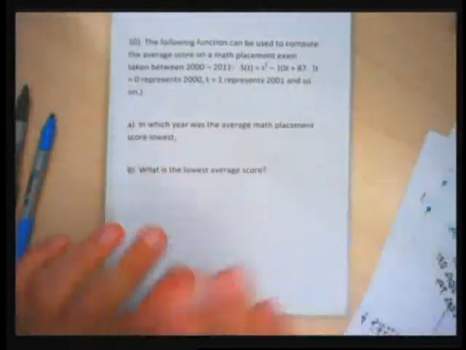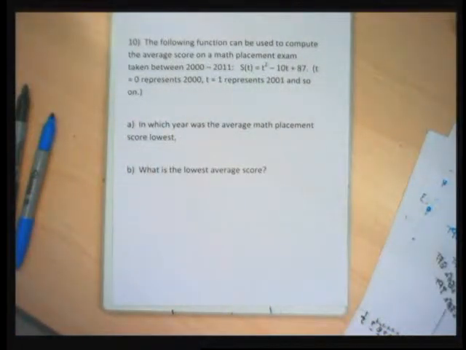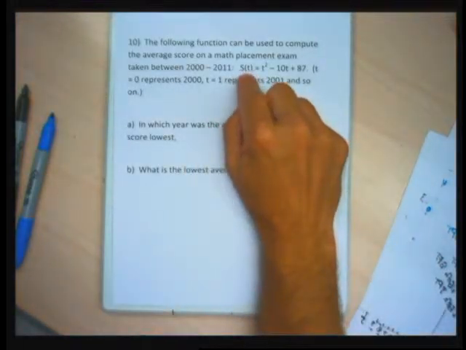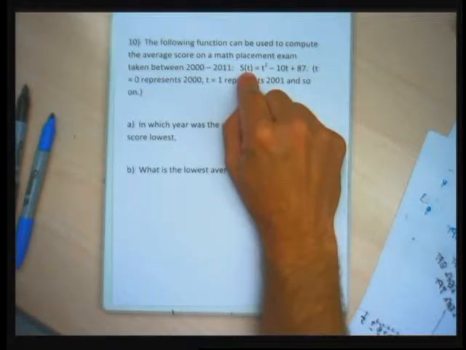So 10, completely different scenario from anything we've done so far, but still structurally the same way. So it says the following function can be used to compute the average score in a math placement test taken between 2000 and 2011. So it gives me an equation, and it tells me what I get out is the average score in a math placement test.